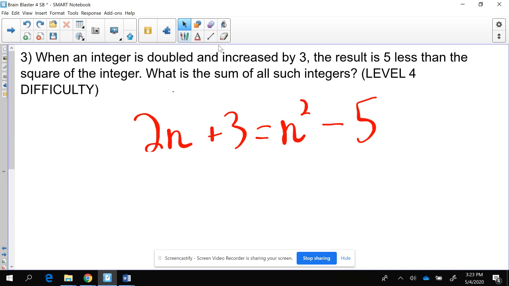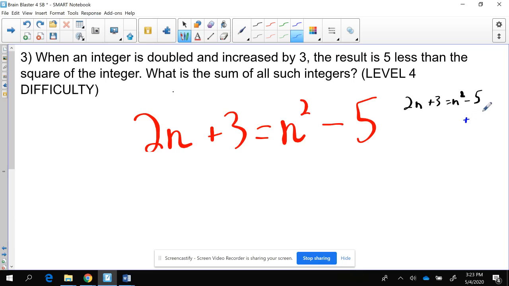I'm going to tell you guys right now, if you try to get n by itself, it's going to be a giant mess, okay? So I'm going to show you what I'm guessing most students did, and if you tried to solve this, you could have done this. You could have just added 5 on both sides. That's fine. You can do that. 2n plus 8 equals n squared.